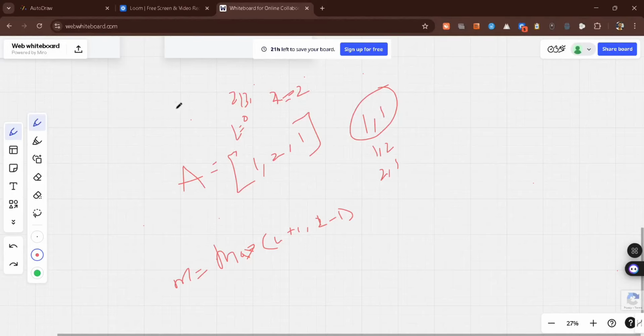But in our case, there is only a single element in between L and R. So the single element is 2, right? And it is the maximum. So for this, what is the m value? 2. Okay, we have got the m value.